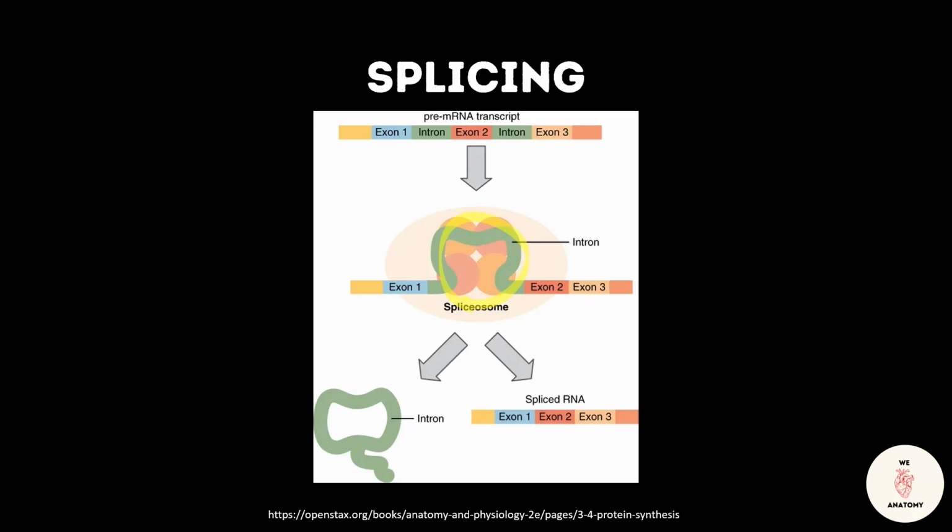There is some variability in this process, so sometimes coding strands are also cut out along with the non-coding strands, and this accounts for some of the variation in proteins that are produced. Once the final messenger RNA strand is complete, it leaves the nucleus through the nuclear pore and enters the cytoplasm of the cell.